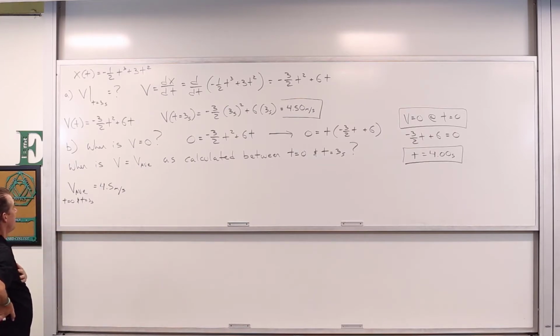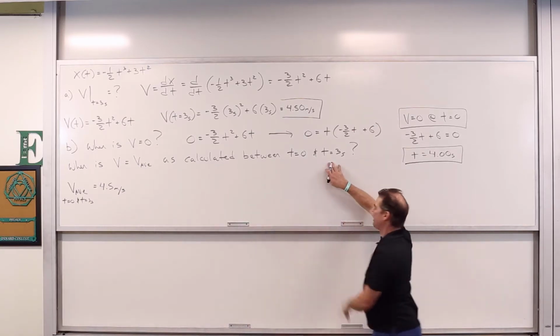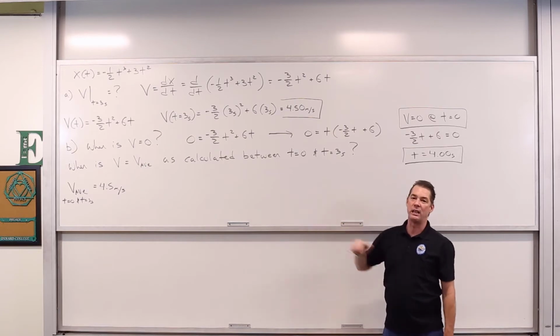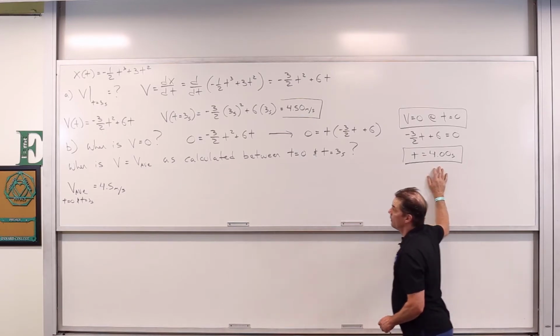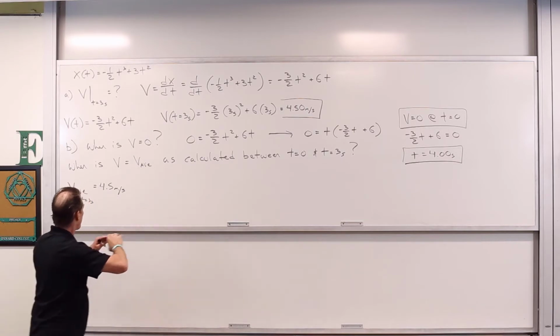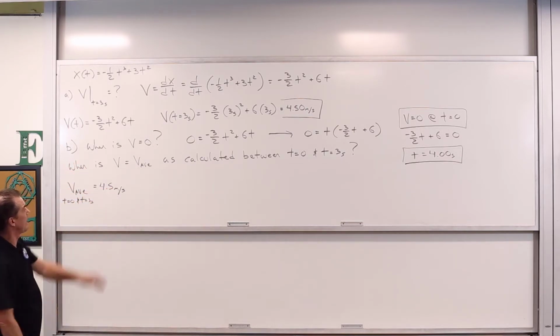Well, that is the average velocity as calculated between t is equal to 0 and t is equal to 3 seconds. We want to know, is there a time between t is equal to 0 and t is equal to 3 seconds that the instantaneous velocity is also equal to that? Well, we know at t equals 4 seconds it's equal to 0, and it goes from 0 up to 4.5 at t equals 3 seconds.